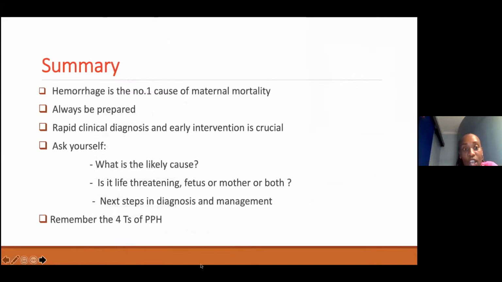Next. Good. So in summary, what are we saying? I'm truly just emphasizing hemorrhage is the number one cause of maternal mortality. Master this and you become a gem to your patient because you're able to manage them well. And as a unit, you can care for these patients. So always be prepared. That involves also training, like what we are doing today. It involves running drills within your unit.